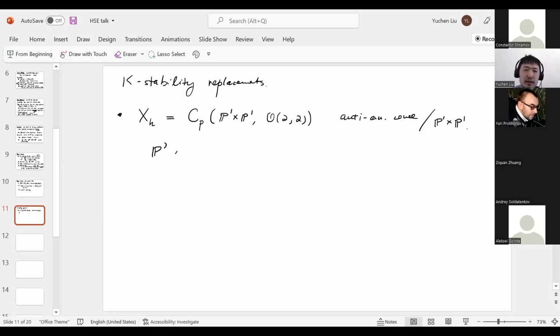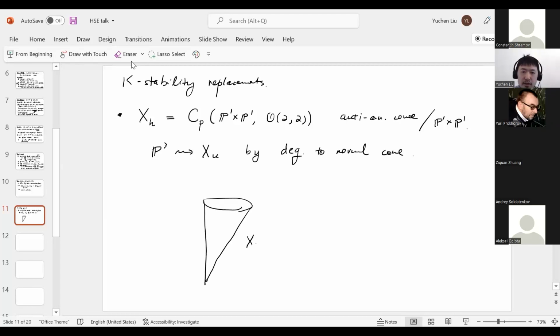So your P3 certainly degenerates to this by degeneration to the normal cone. So this cone looks like this, right? This is your XH, and the base will be P1 cross P1. But the K3 surface will be a double cover of P1 cross P1. So somehow you can think about this as a kind of multi-section. So this will be my K3 surface.